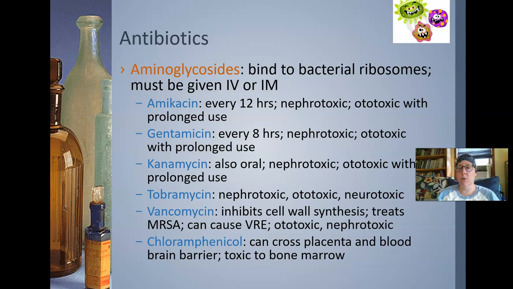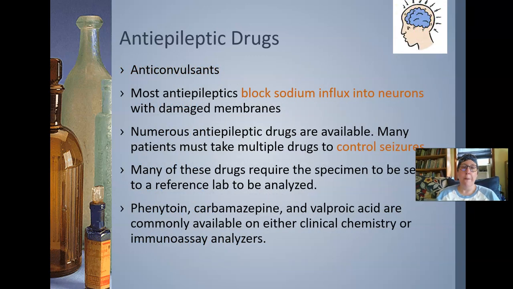Vancomycin, which inhibits cell wall synthesis and treats MRSA, can cause vancomycin-resistant enterococcus infections, usually in the gut, and it is ototoxic and nephrotoxic also. And chloramphenicol can cross the placenta and the blood-brain barrier, and this one is toxic to the bone marrow.